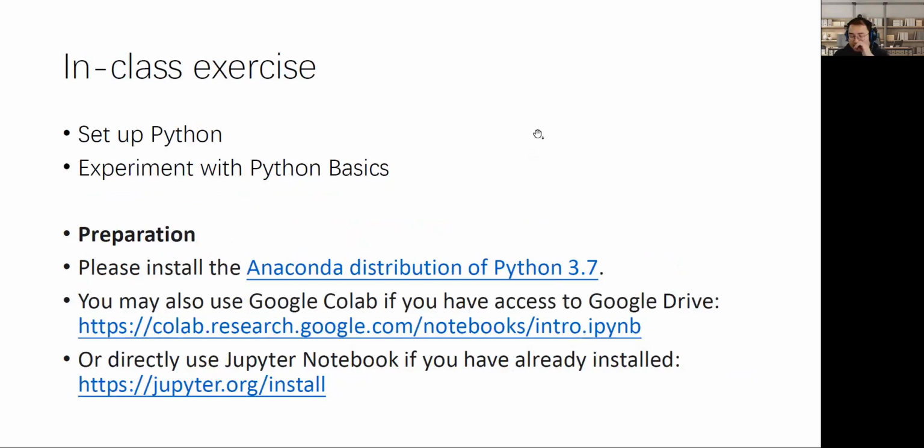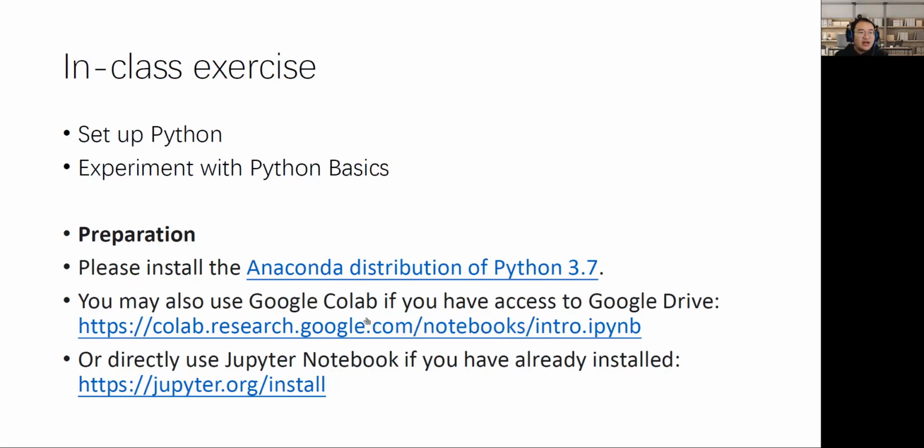In-class exercise. If some of you did not receive my email, then probably you do not know: in this class, we will need to download Anaconda for our assignments and our quizzes, and set up Python. So we will install the Anaconda distribution for Python 3.7, or maybe you can download a more recent version, that's okay. And if you find any difficulty in downloading Anaconda, you may use an alternative, that's Google Colab.